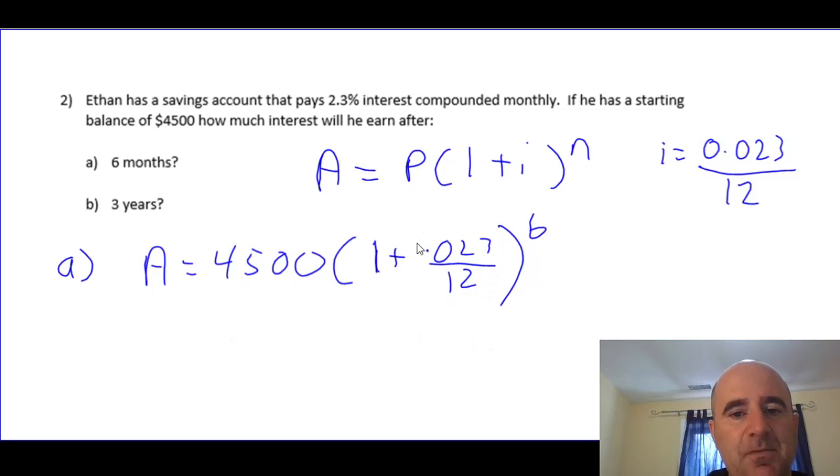Now notice I put 0.023 divided by 12. I really don't want to round that number. Any rounding that you do here is going to kind of blow up when you take it to the power of 6. So in general, it's a good idea to try to do this all in one step. You can type it in as you see it, or you can kind of start on the inside and work your way out. It doesn't matter.